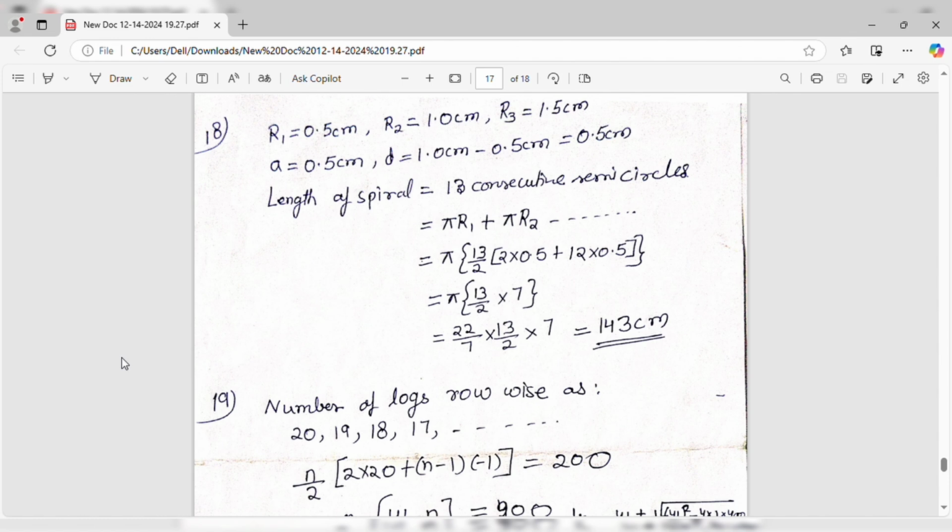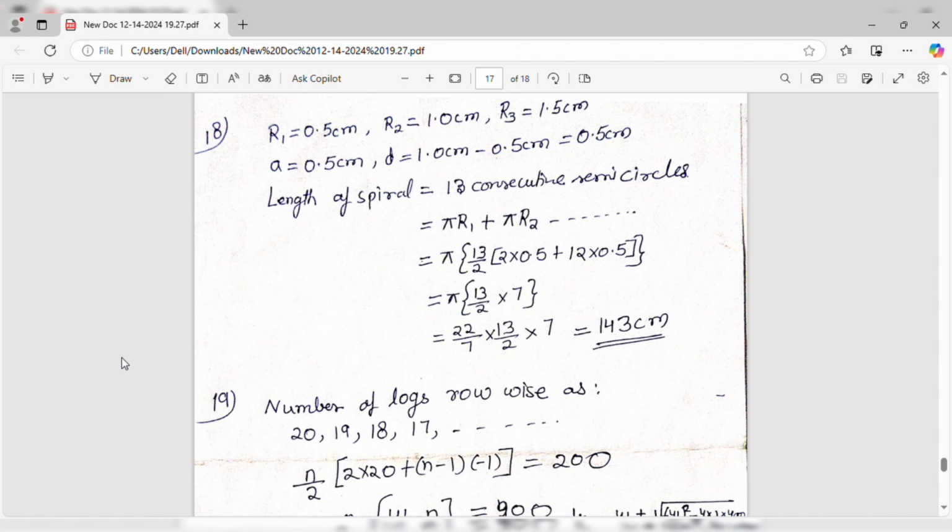So the length of the spiral for the first semicircle would be pi r1 because the circumference of the whole circle is 2 pi r. So for a semicircle it would be pi r. So we can sum it up as pi r1 plus pi r2 and so on. So taking pi as common, we can find the sum of the AP and we will get the length of the spiral for 13 consecutive semicircles as 143 centimeters.